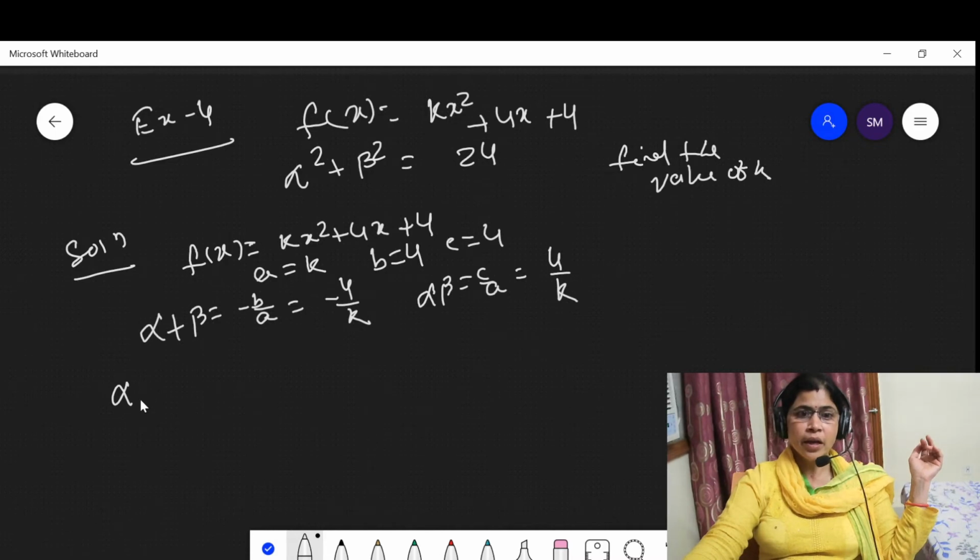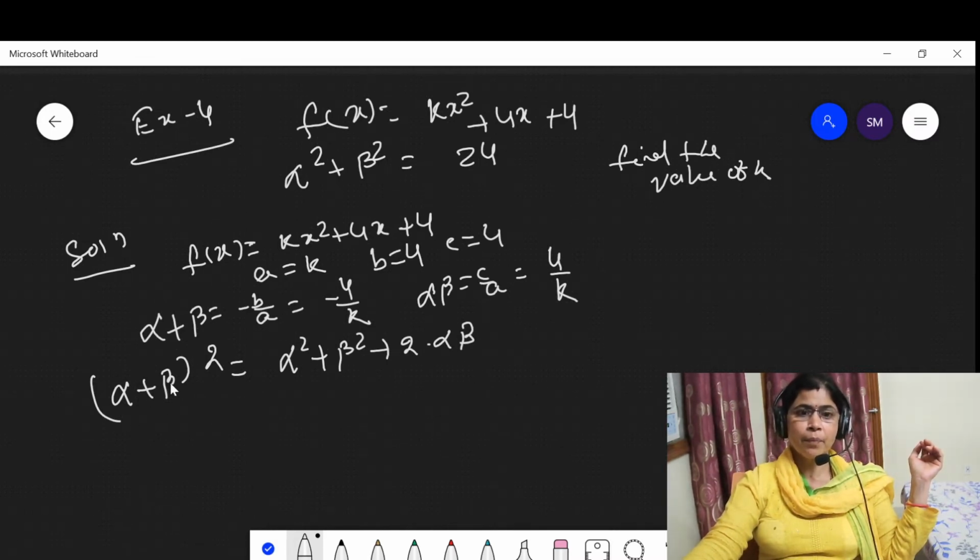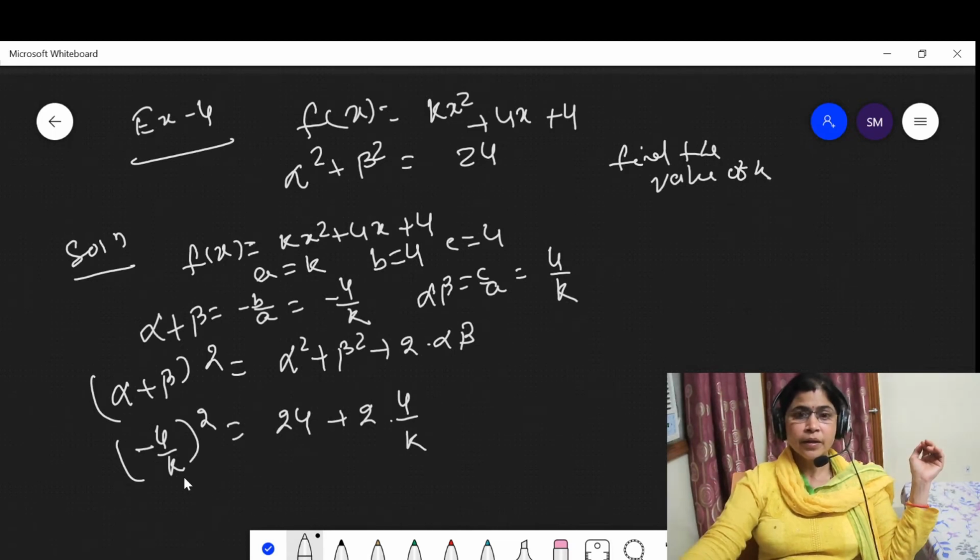Here alpha square plus beta square is given. Then alpha plus beta whole square is equal to alpha square plus beta square plus 2 into alpha beta. Then in place of alpha plus beta I can write minus 4 upon k whole square, and alpha square plus beta square is given here 24, plus 2 into, in place of alpha beta we can write 4 upon k. Then this is 16 upon k square, which is 24 plus 8 upon k.